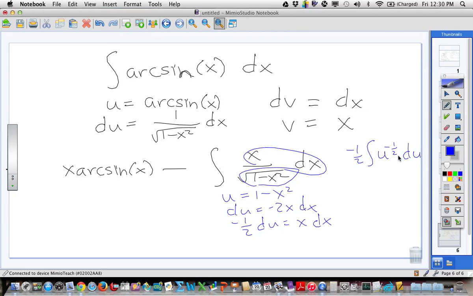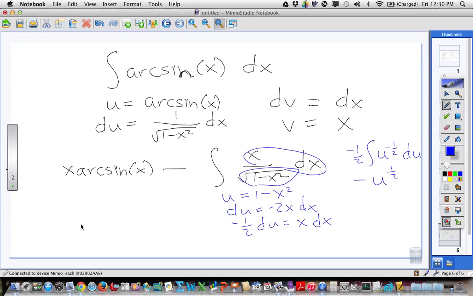So the bottom is square root of u, it's u to the 1/2, but it's on the bottom, so it'd be u to the, it's not an ln, right? ln is only if you have u to the first down here, right? 1 over u, that's an ln. You have u to the 1/2, that's a power. So we're going to raise that up to 1/2, divide by 1/2. That'll cancel those. And so we'll have negative u to the 1/2 plus c.